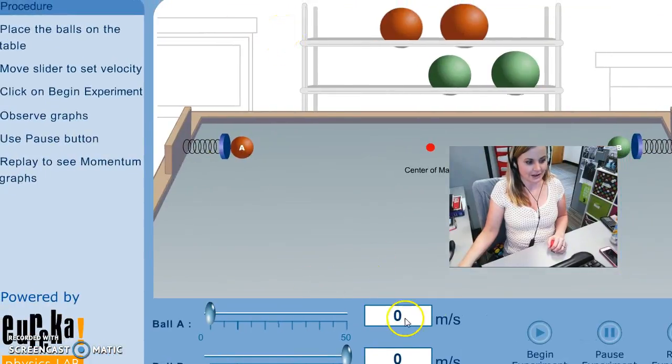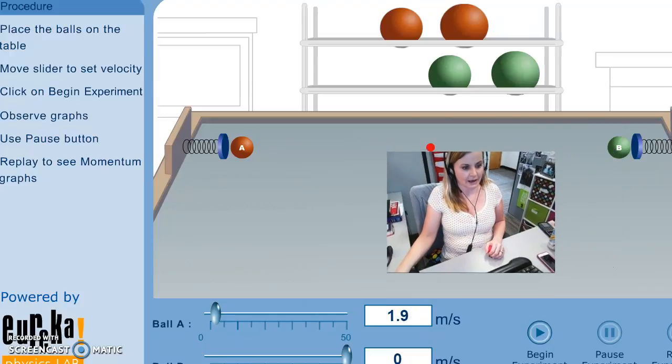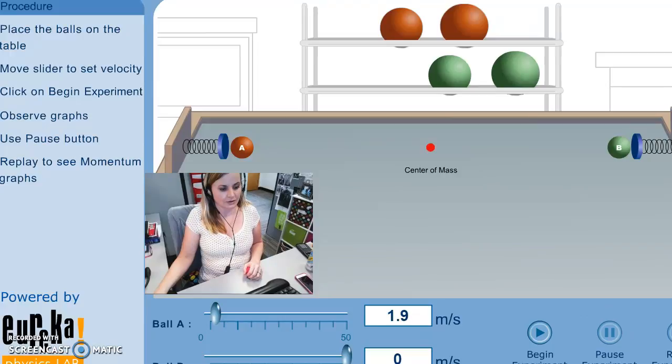Move the slider to set the velocity. So we're going to give this guy a starting velocity of, I don't know, I'm going to do 2. Don't know if I can get 2 on the button. Maybe not. And then begin the experiment. I want the second ball to be, I don't know, we'll go -2.